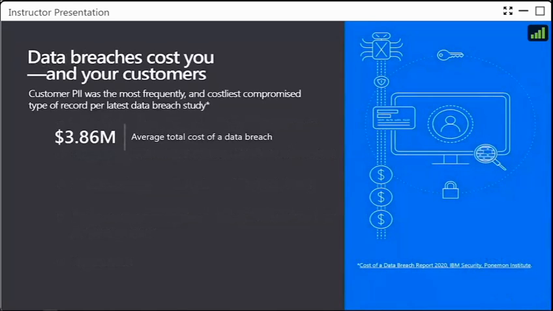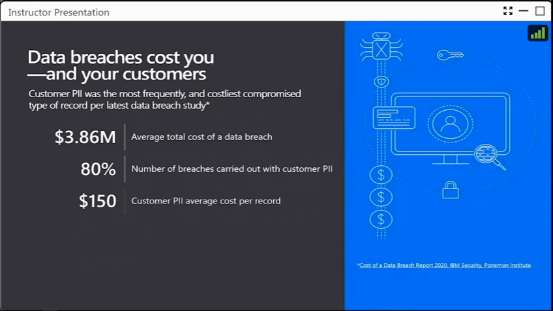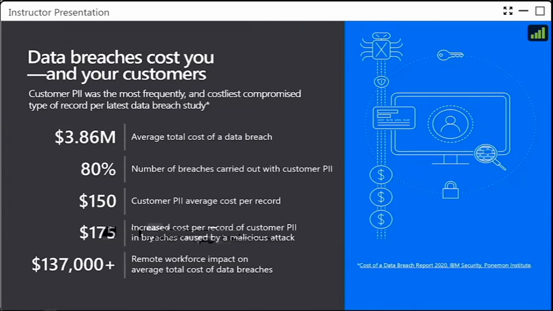Data breaches, this is a big deal when it comes to building your workloads. A lot of money involved here if your framework or if your solution is not well architected. Data breaches can have a real dollar impact for your organization, and it can also affect your customers as well.